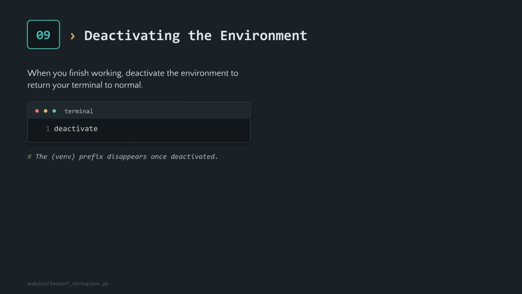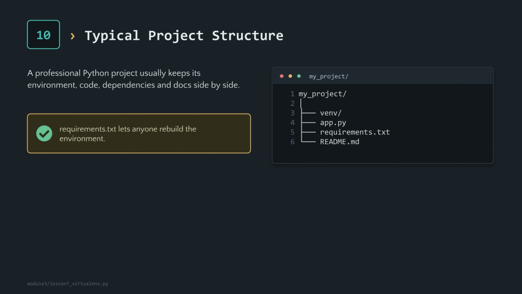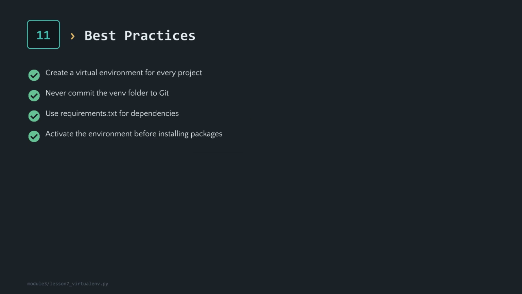When you're finished working, you should close things out properly by deactivating. It's as simple as typing deactivate in your terminal. You will know it worked because the venv prefix on your command prompt will disappear, indicating you are back to your standard system environment. Let's look at a typical professional project structure. A standard project keeps its environment, source code, dependencies, and documentation organized side by side. The requirements.txt file is particularly important here, as it acts as the master list that allows anyone to easily rebuild the project environment.